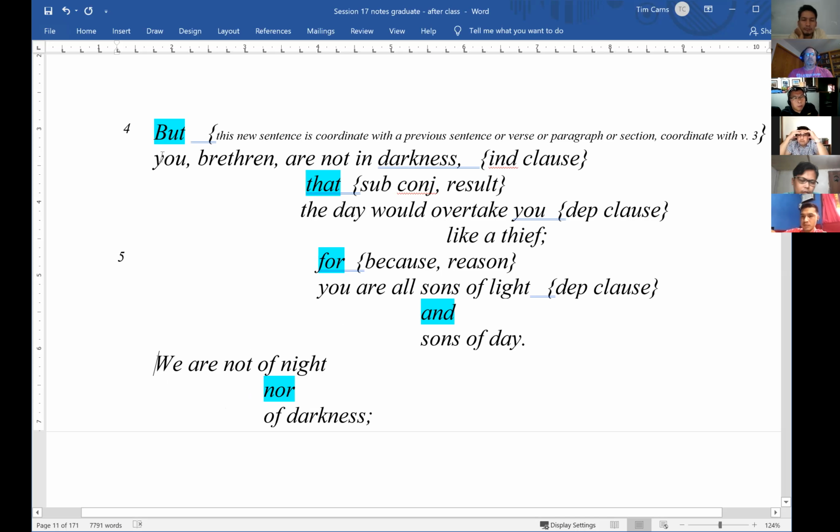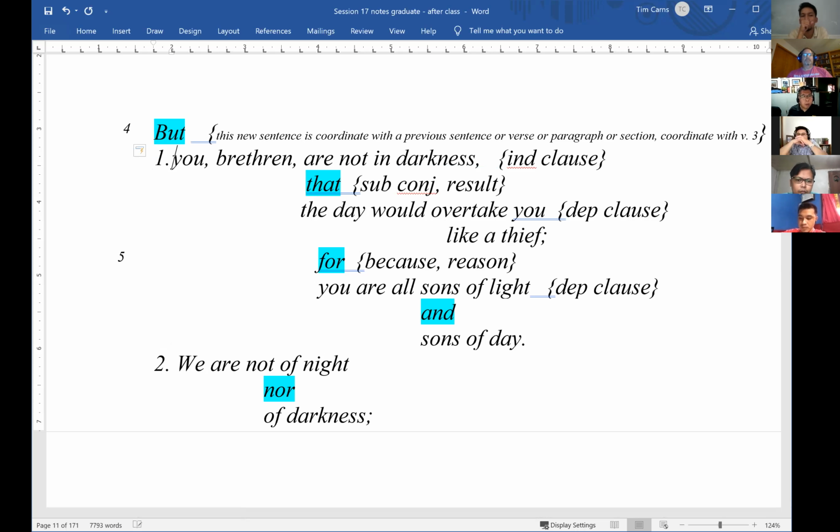Is it in parallel with "you're not in darkness"? Or is this clause intended to modify something inside here? We don't have a conjunction in this case that will tell us what's going on. So the default is to say, well, maybe this is a new thought, that this is point 2. This is point 1.